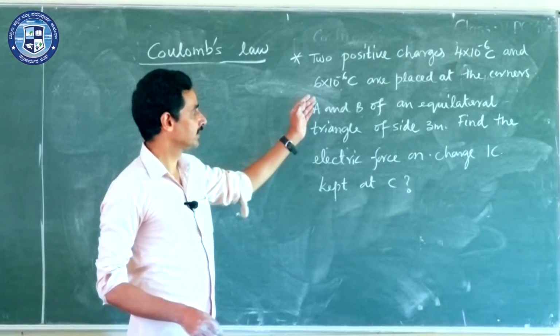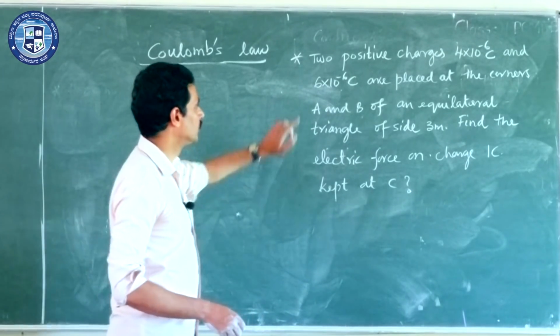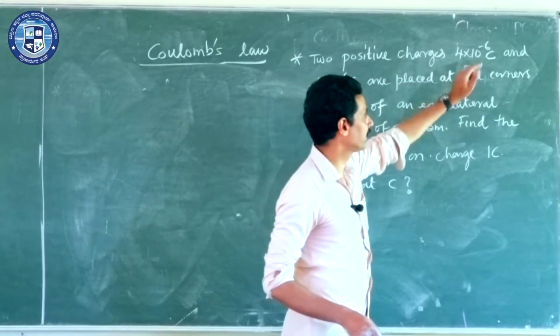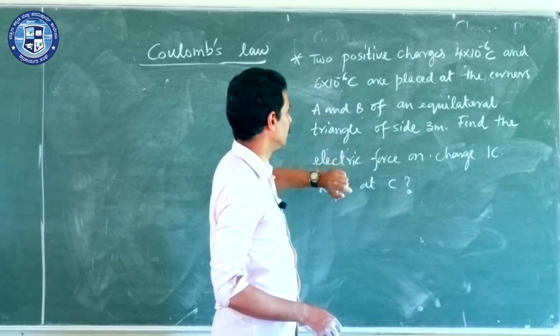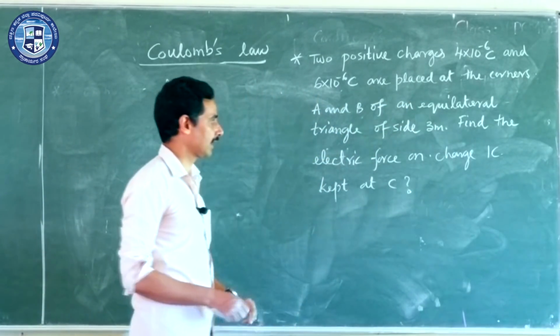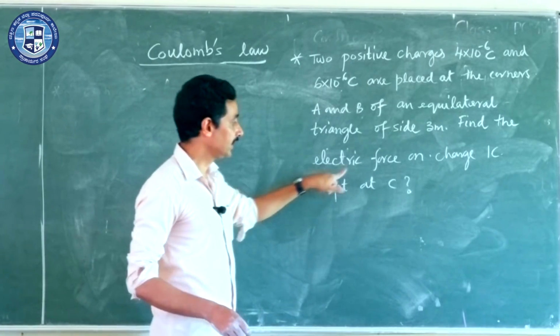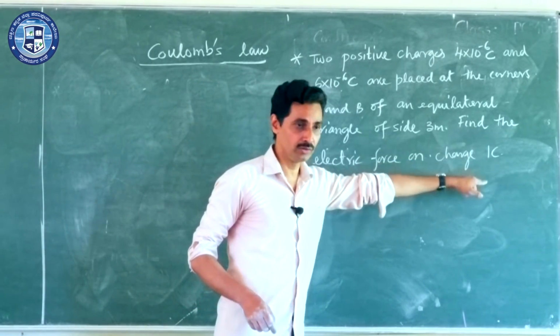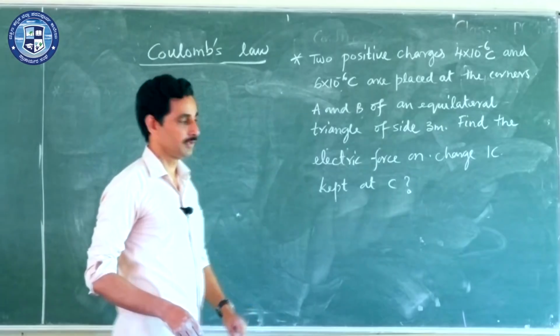Now we will move on to the second problem. 2 positive charges, 4 microcoulomb and 6 microcoulomb, are placed at the corners A and B of an equilateral triangle of side 3 meters. Find the electric force on the charge 1 Coulomb kept at C. Okay?